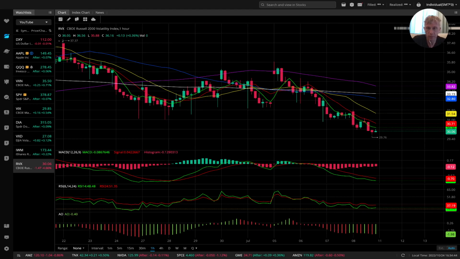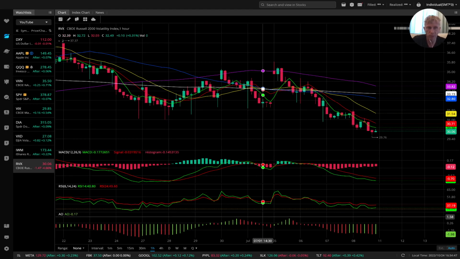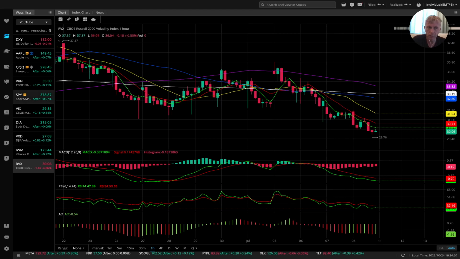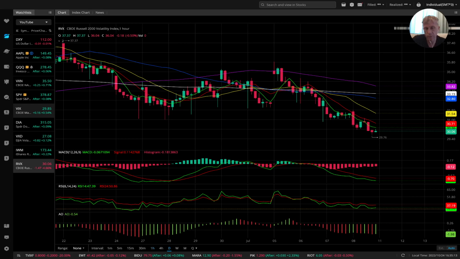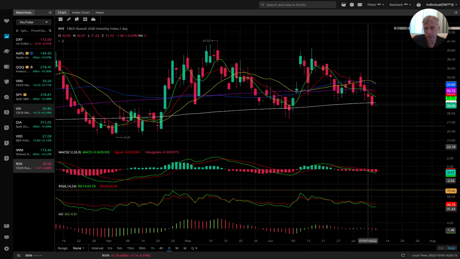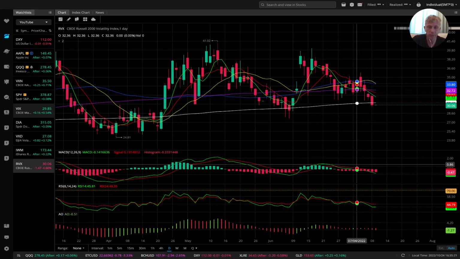RVX volatility index bearish. That's what we are expecting, but not on SPY, Dow, and Qs. All three indexes were green, and all volatility indexes for them were green too. Russell RVX worked as expected. Let's start on daily. On daily, it's bearish, below MA200, bearish trend, bearish signal.